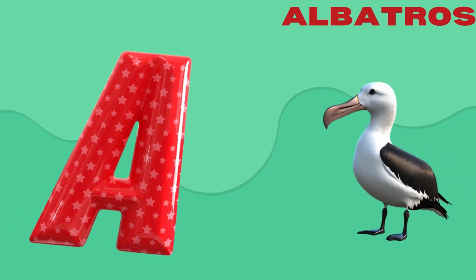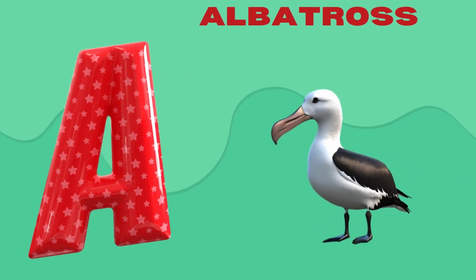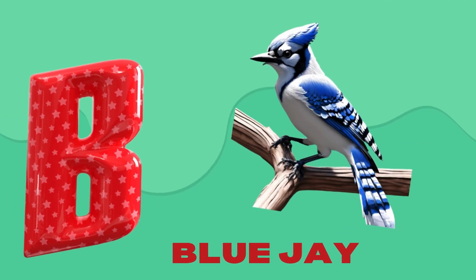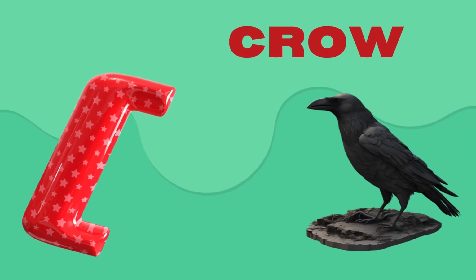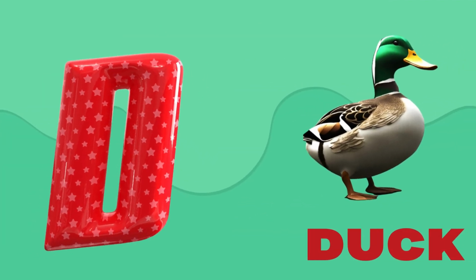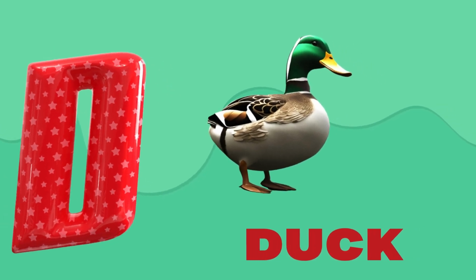A is for albatross. A, a. Albatross. B is for blue jay. B, b. Blue jay. C is for crow. C, c. Crow. D is for duck. D, d. Duck.